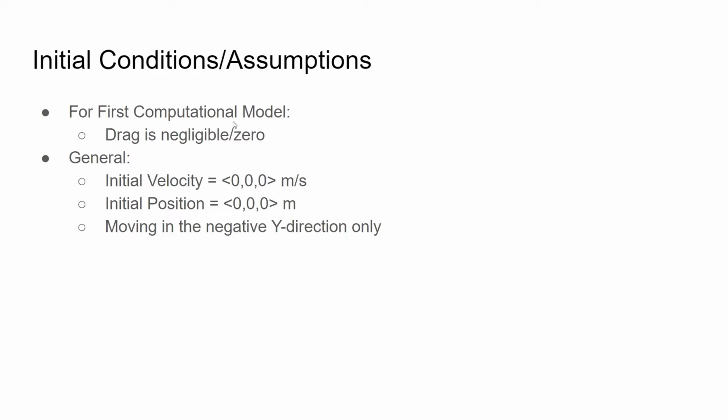For initial conditions and assumptions, specifically for the first computational model, we're assuming that drag is negligible or zero. Generally, for the lab, initial velocity is zero in all dimensions, and the position is zero in all dimensions. We also assume that the object is moving only in the negative y direction.